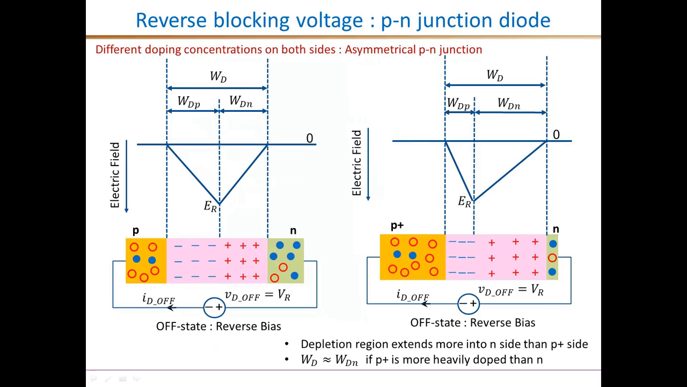So the analysis can be extended to the asymmetrical PN junction shown on the right. Here the doping concentrations on the N side and the P side are very different. For example, if you consider a P plus and an N minus junction, then the depletion region extends more into the lightly doped N side rather than the P plus side. In the extreme case where the P region is significantly more heavily doped than the N region, the entire WD is equal to just WDN, the one on the N side of the junction.